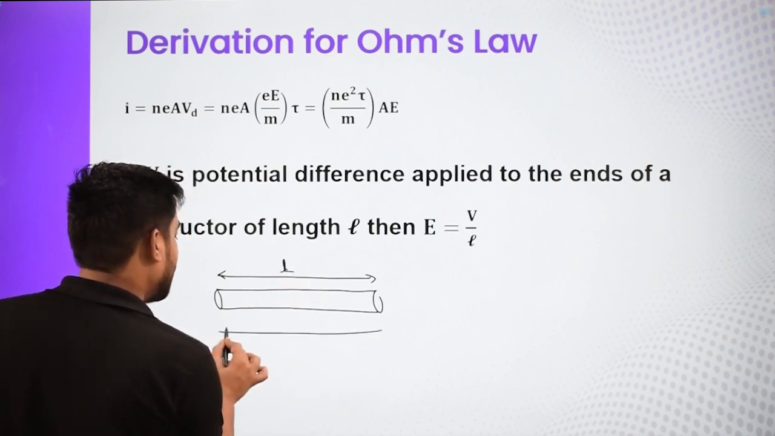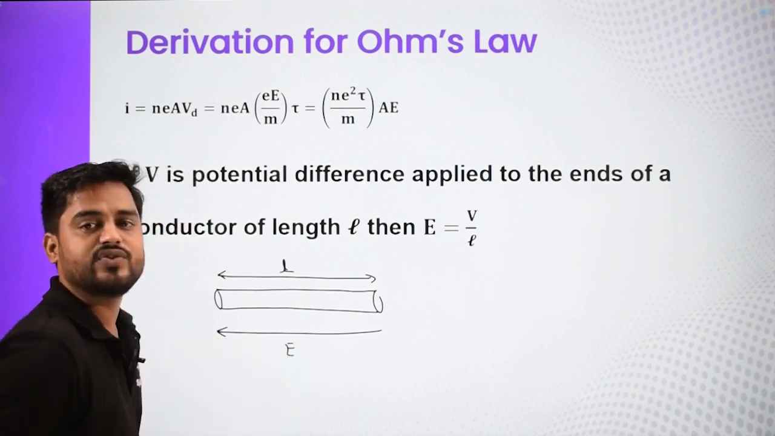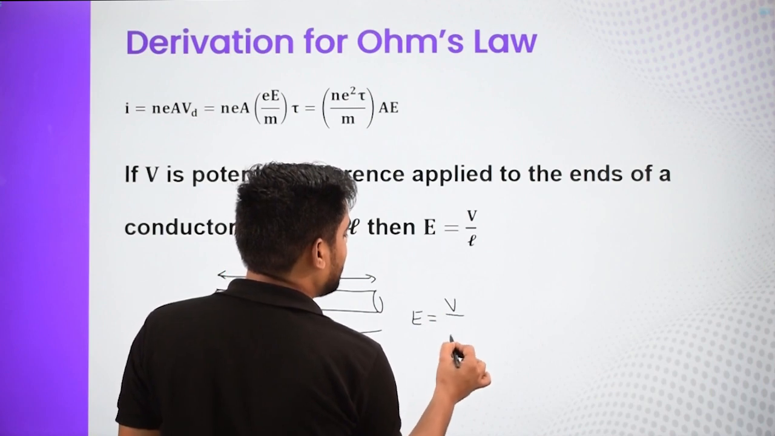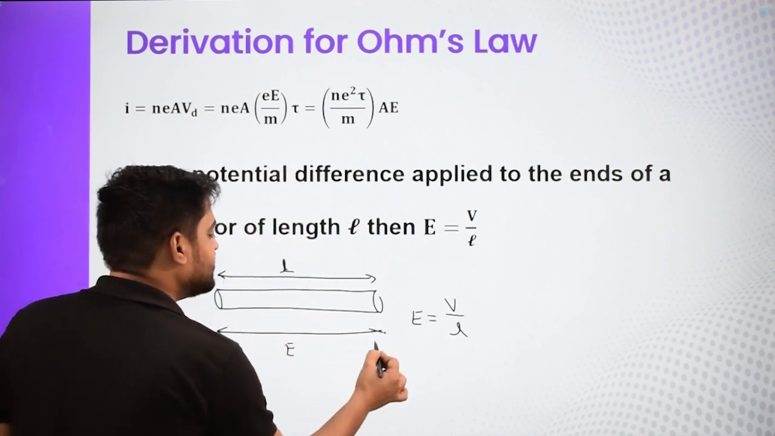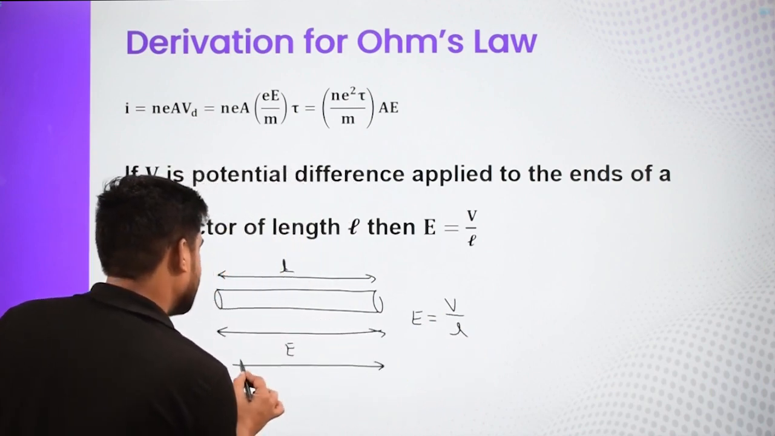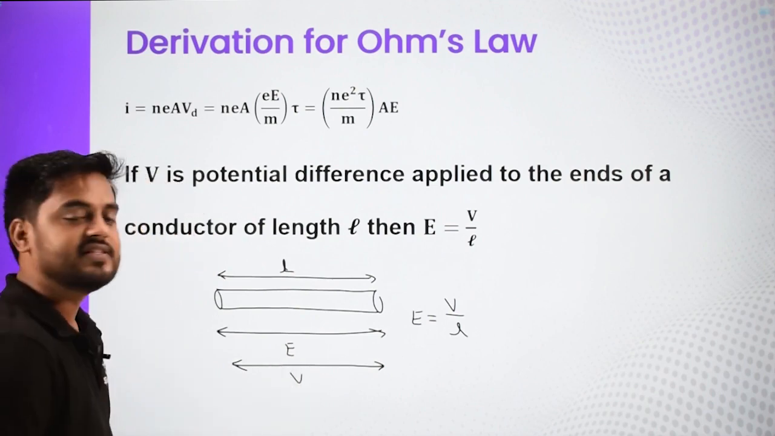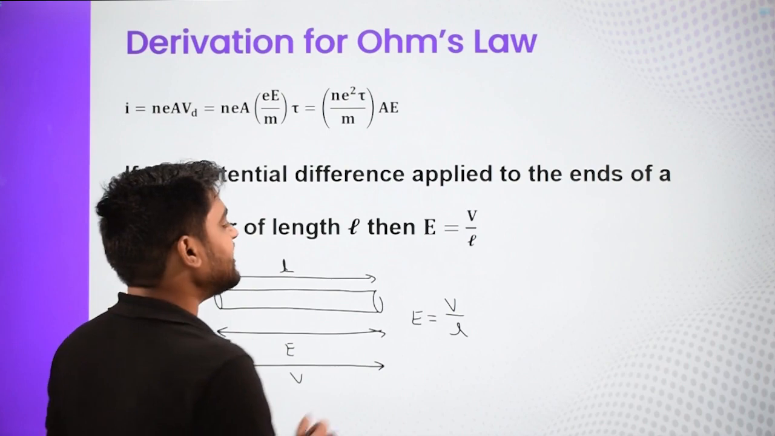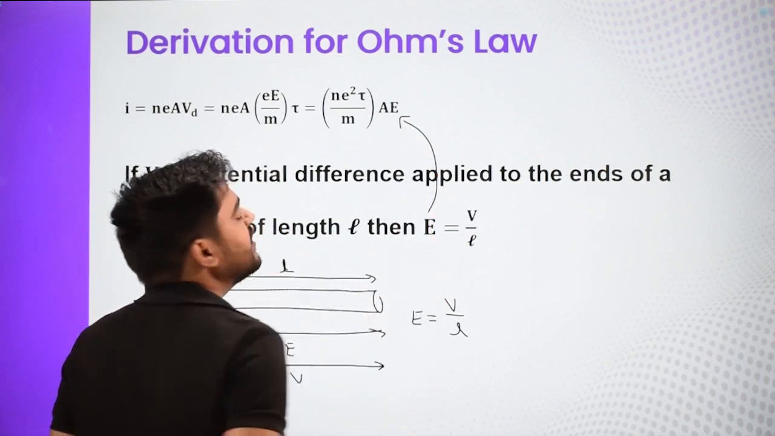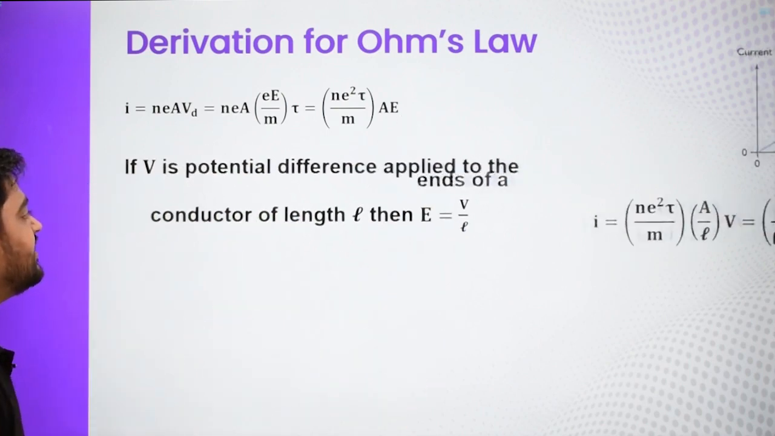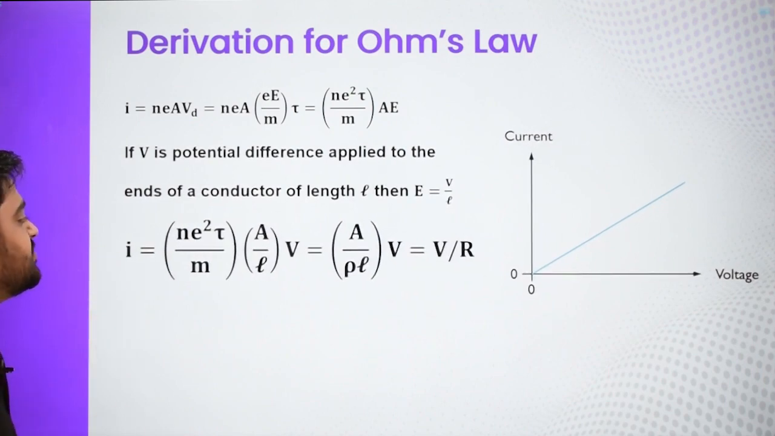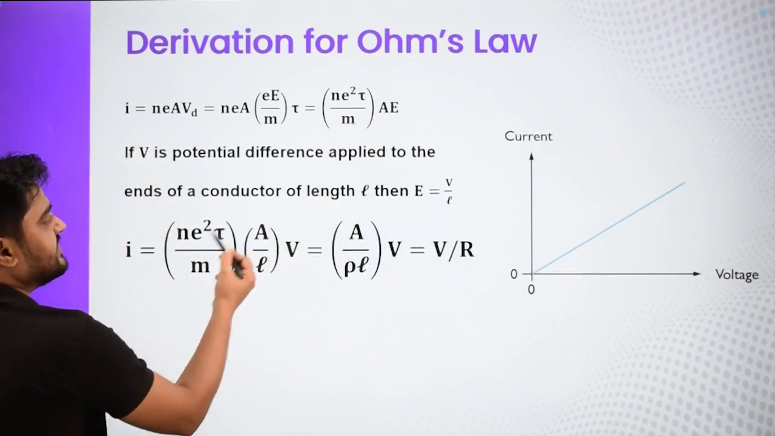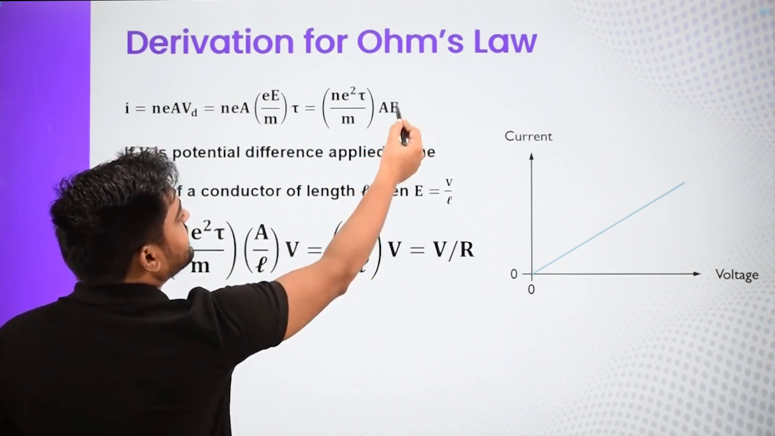If we are applying an electric field like this, and the electric field is uniform, then the electric field is the total potential difference per unit length, and the potential difference across this conductor is, let it be V. So they are related like this. E is V by L, and that is what I am going to replace from here to here. Once I put it over there, I is basically n e squared tau by m. This quantity is as it is. This is A, and E becomes V by L.